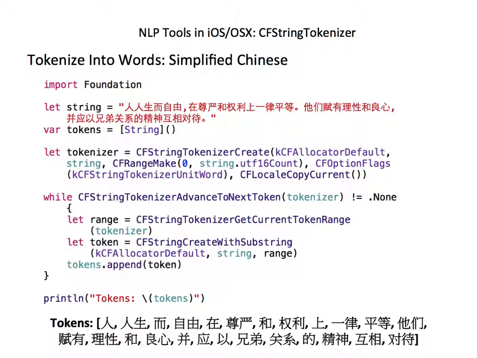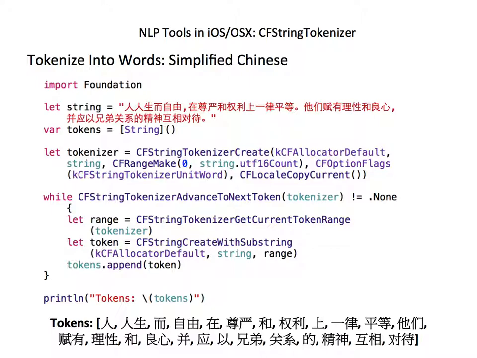The next step is to iterate through the string and add the tokens to the array we created earlier. To do this, we use the CFStringTokenizer advance to next token function. The function takes the tokenizer we created as an argument and returns a CFStringTokenizer token type, which is an enum. If the tokenizer doesn't find a token, it will return none as the token type.